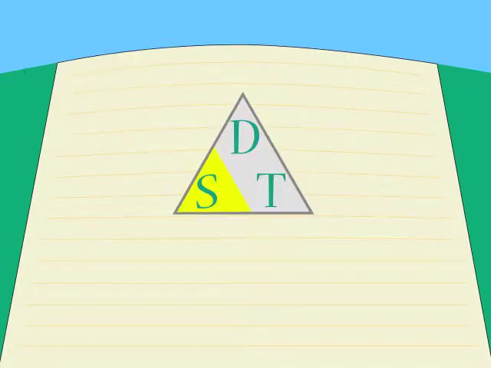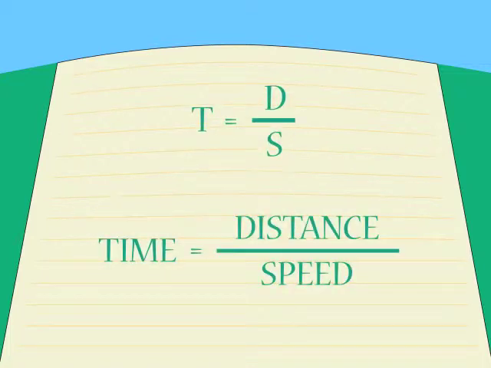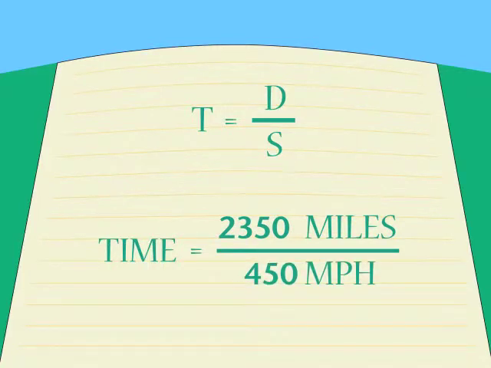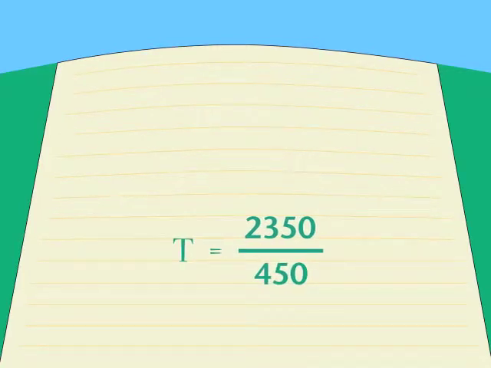Denver steaks are tender, DST. In this case, it's time I'm after, so t equals d over s. The time equals the distance divided by the speed. Substitute our values for the letters and solve for t. Since the speed was in miles per hour in the first place, the answer comes out directly in hours.